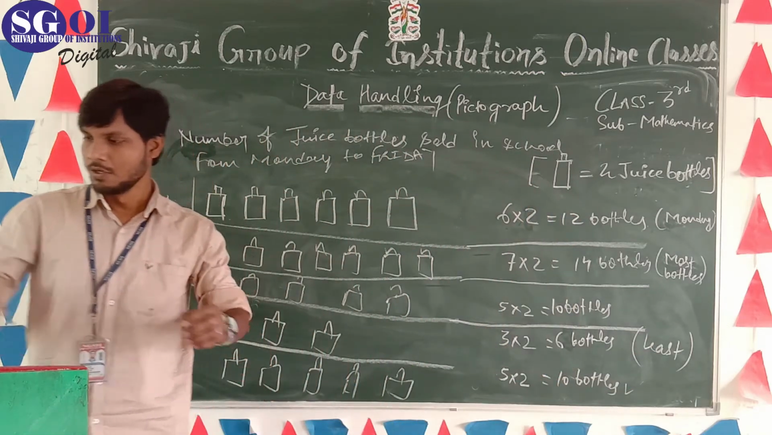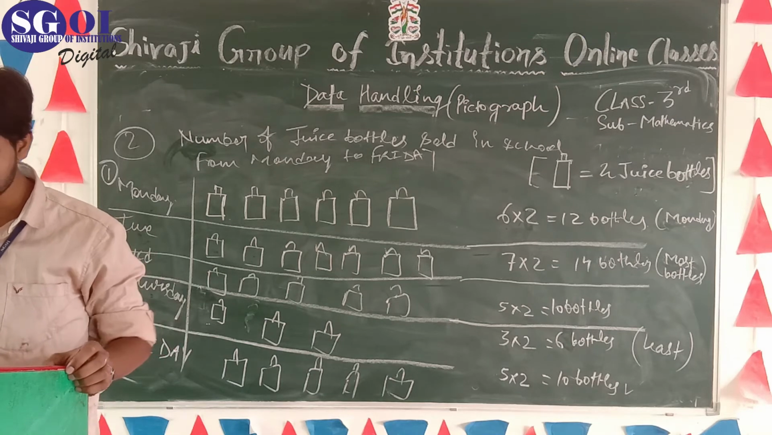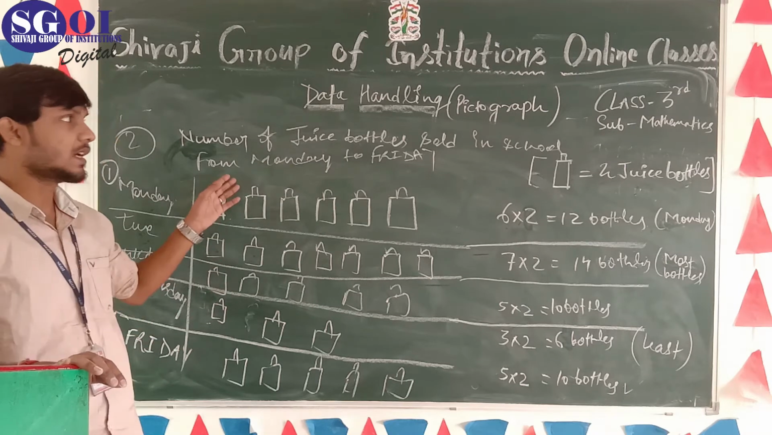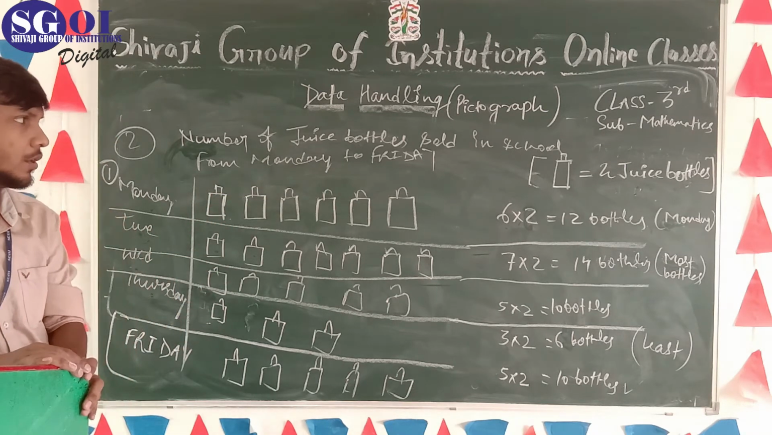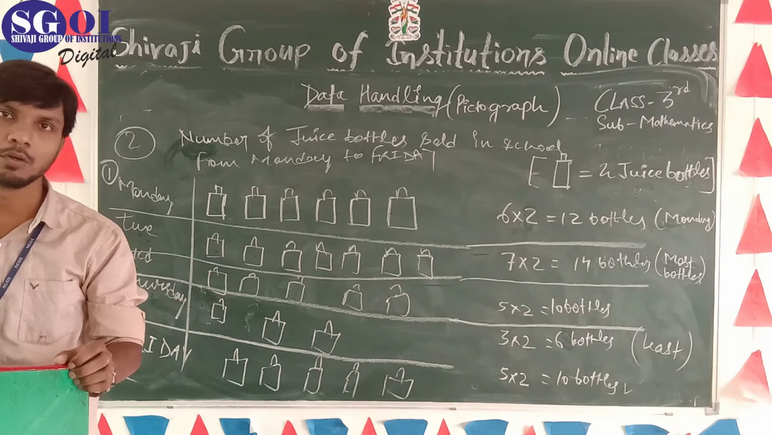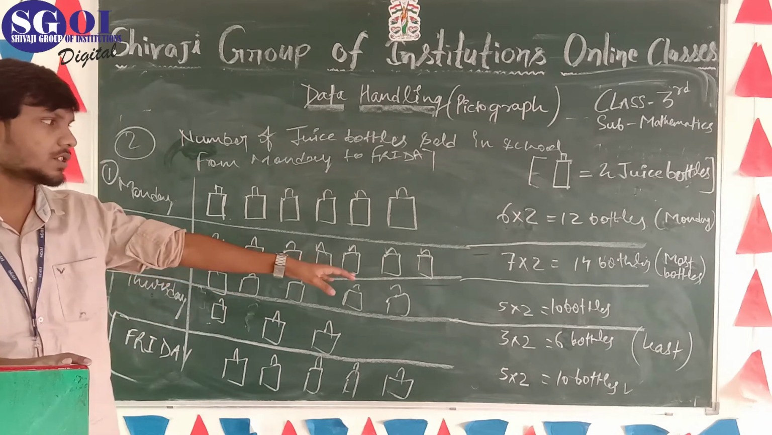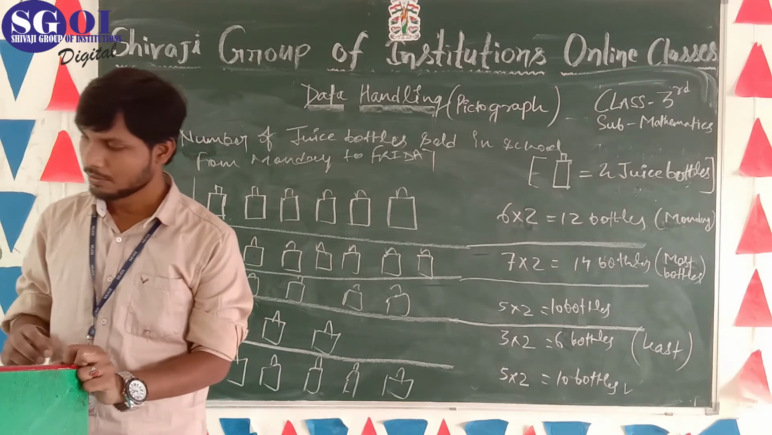Okay. So students, this is your exercise 12A, which is based on pictorial representation. So question number 1 and 2, you have to note down in your notebook with pictures with this representation and write down the answers. Okay. Thank you, students.